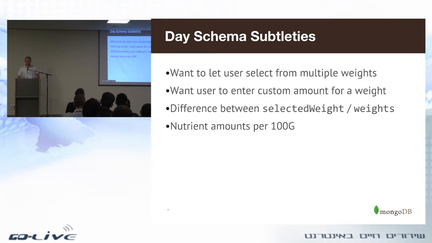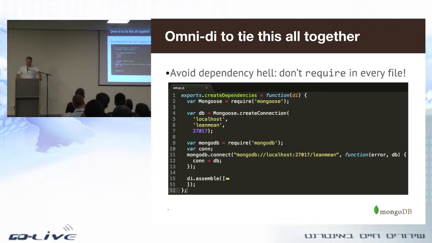And the nutrient amounts will be the same as they were in food items, so they will be amount per 100 grams. So we'll have to go in and do some multiplication in order to get that to work properly. And to tie this all together, we will use a module called OmniDI, which I maintain.